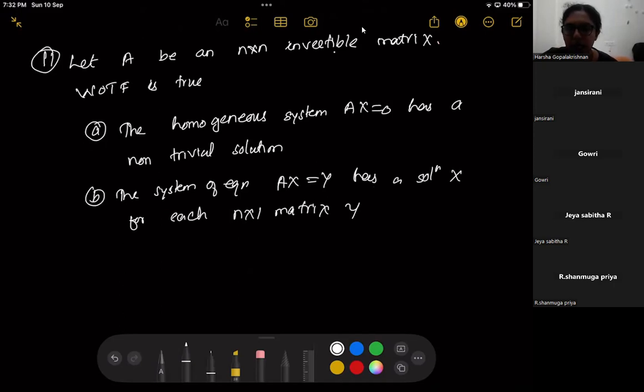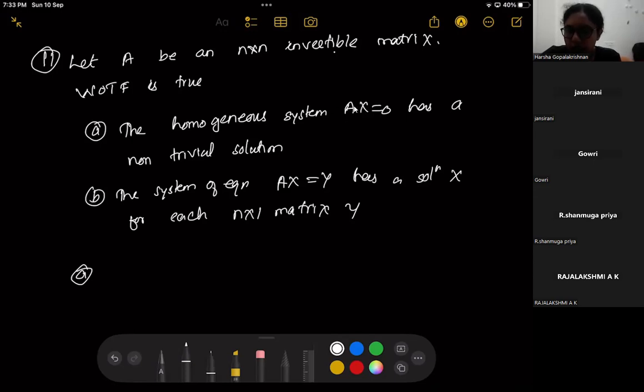Given A is an n by n invertible matrix. Is A true? What they are saying is it has a non-trivial solution. What does it mean by trivial solution? Yeah, B is true and A is false. Okay. What is the meaning of trivial solution? Trivial solution means the zero solution.